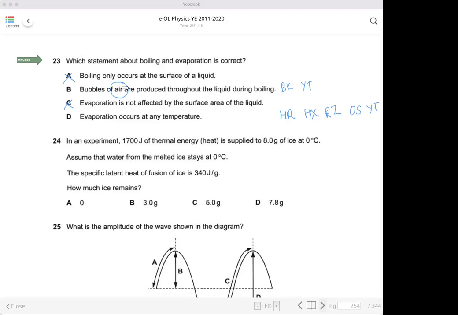Okay, and then evaporation also doesn't occur at all temperatures. When the material is a gas or a solid, you also will not evaporate, right? But between B and D, D will be a better answer. Is that clear?